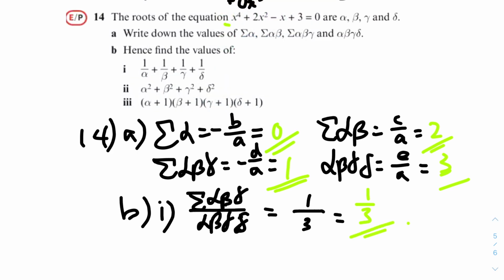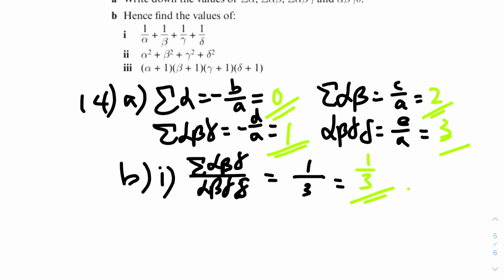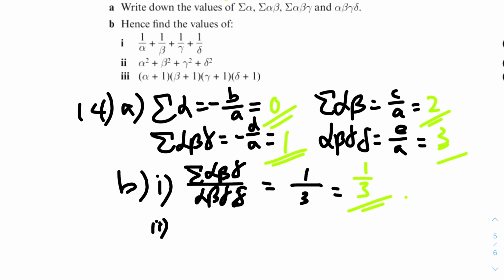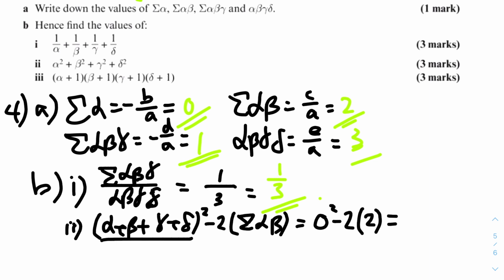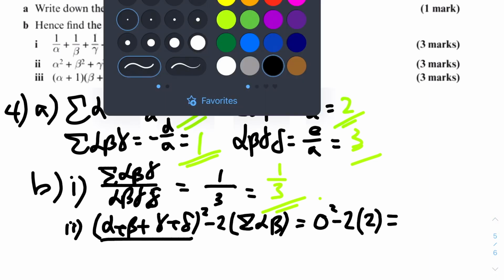And part II, alpha squared plus beta squared plus gamma squared plus delta squared. So this can be simplified into alpha plus beta plus gamma plus delta, all squared, minus 2 times the sum of product pairs. This is equal to 0 squared, because the sum is 0. So 0 squared minus 2 times the sum of product pairs, which is 2. And therefore it will just be minus 4, like so.